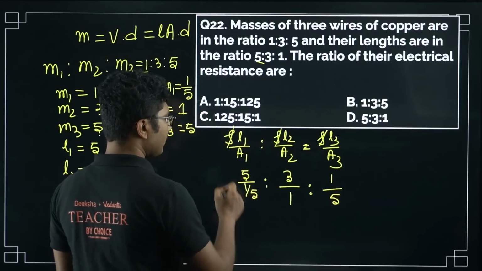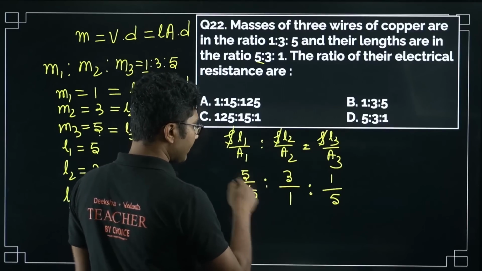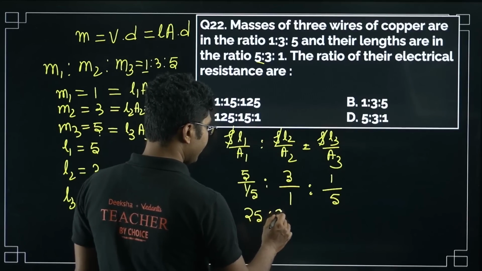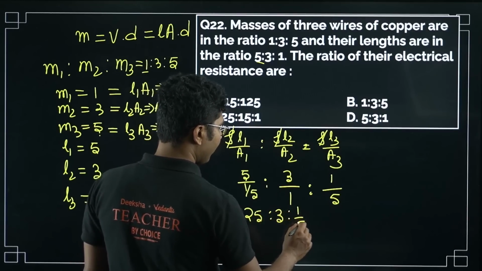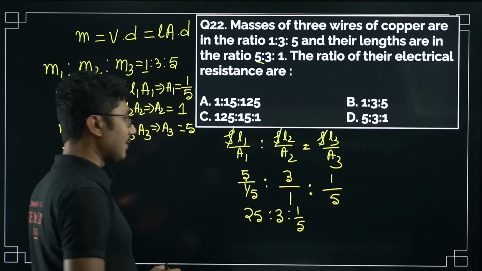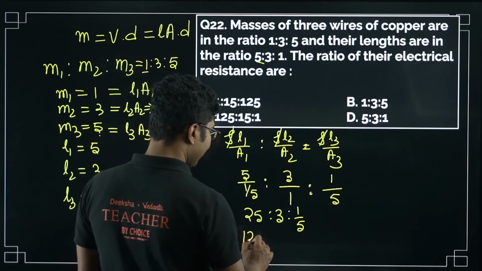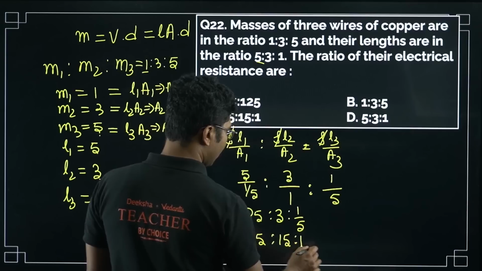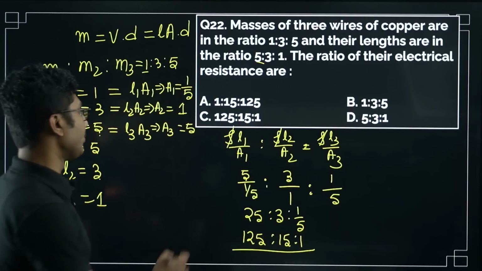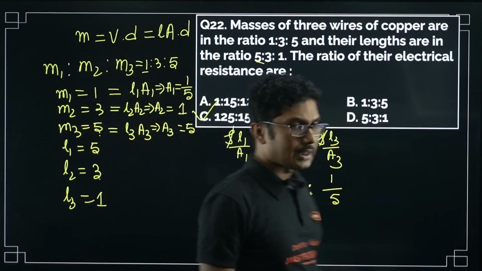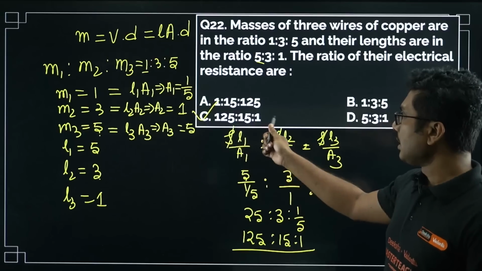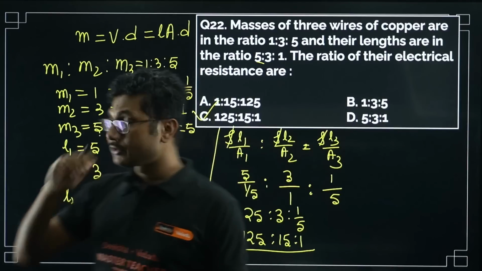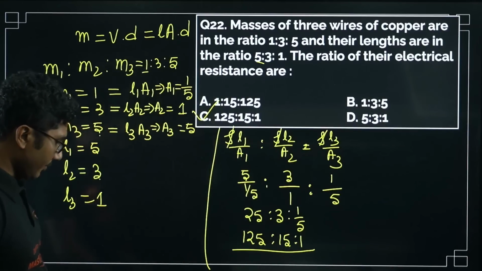Now this 5 will go up because it is a division of a division, so it will be multiplication. So 25 is to 3 is to 1 by 5. Now again we multiply everything by 5, so we get 125 is to 15 is to 1. I know many of you remember this answer, but you have to know how to solve it quickly. So this is the way you can solve it quickly. Okay, now next question.